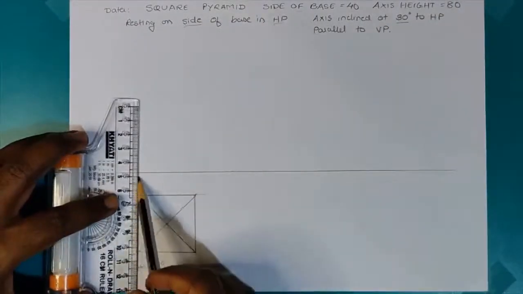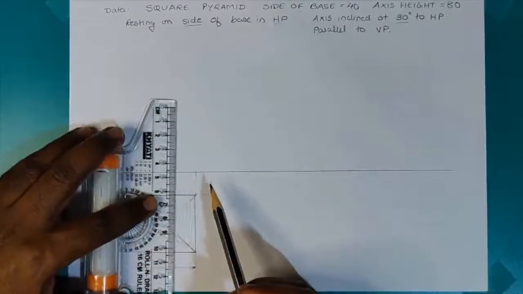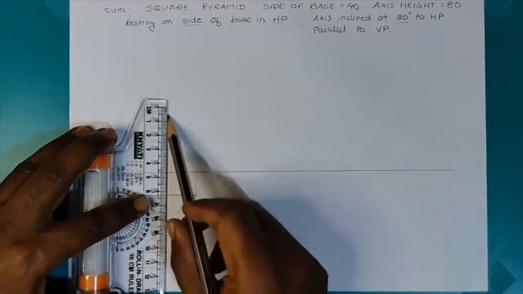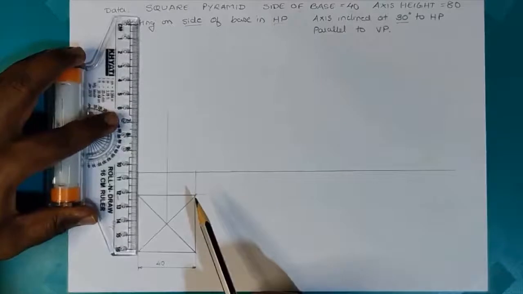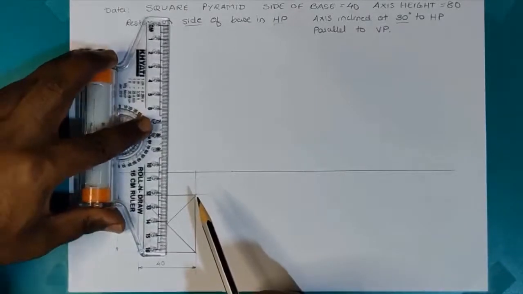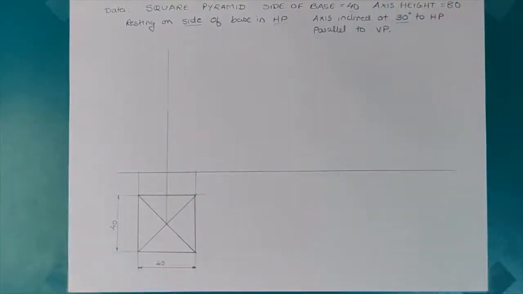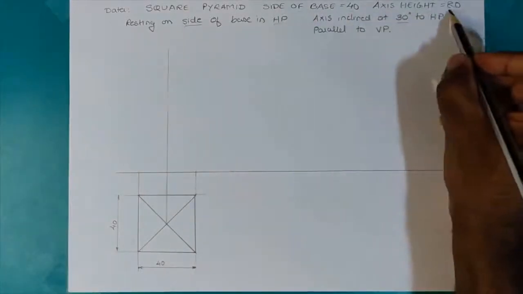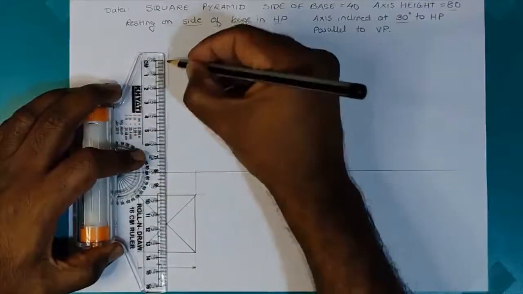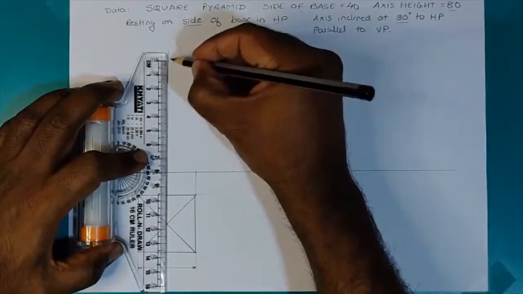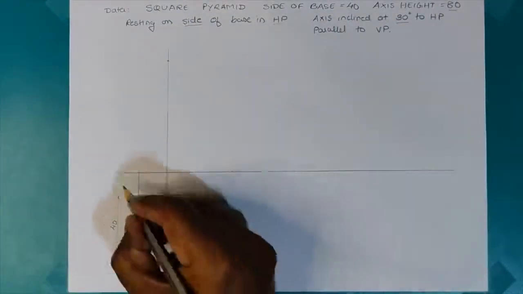Now I project it into the front view. So I project the apex also into the front view. Now remember that the apex is at a distance of 80 mm from base, so I have to take a distance of 80 mm height.